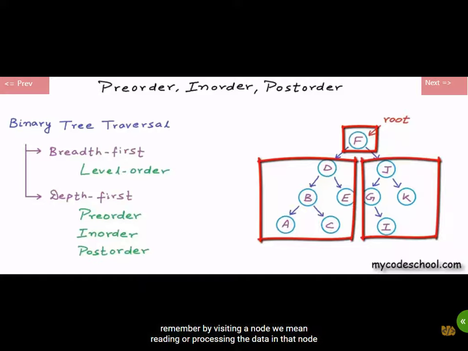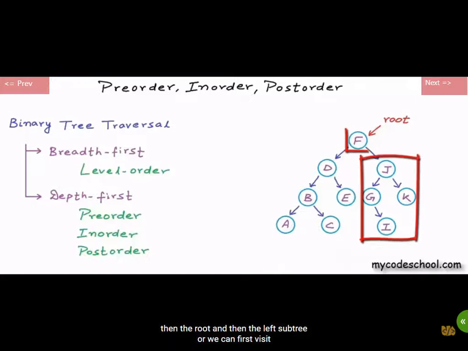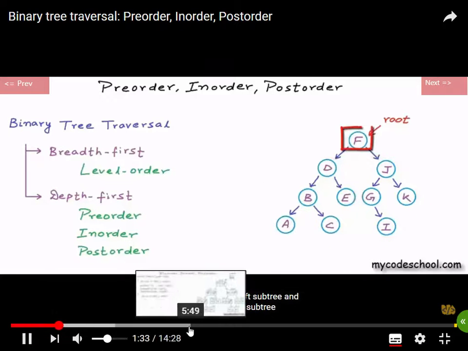Remember, by visiting a node, we mean reading or processing the data in that node, and by visiting a subtree, we mean visiting all the nodes in the subtree. In depth first strategy, the relative order of visiting the left subtree, right subtree, and the root can be different. For example, we can first visit the right subtree, then the root, and then the left subtree, or we can first visit the root and then the left subtree.